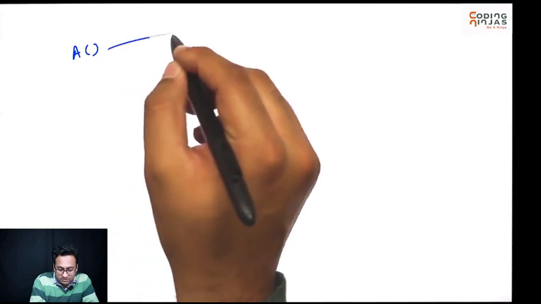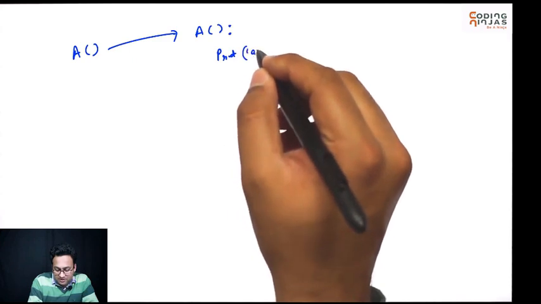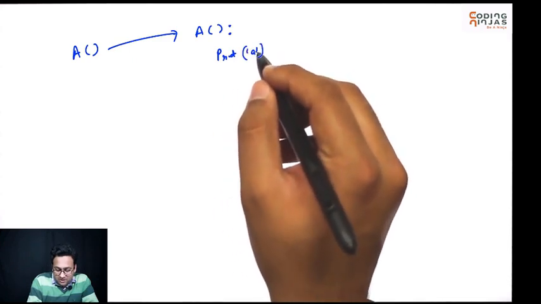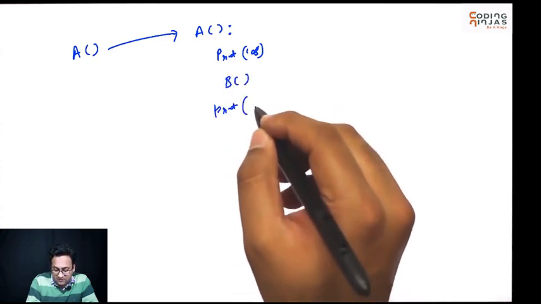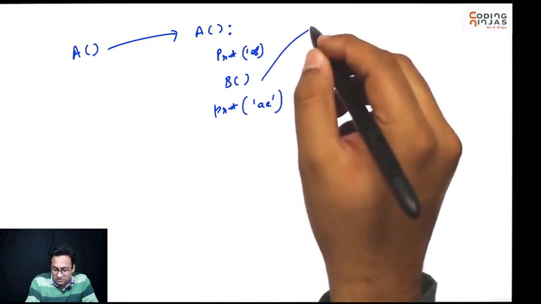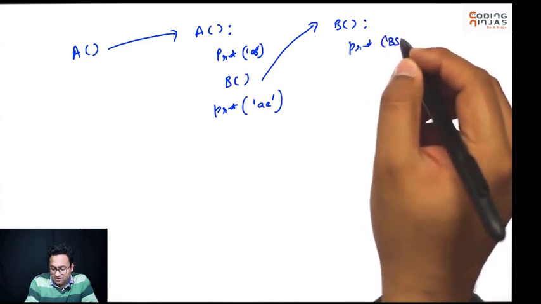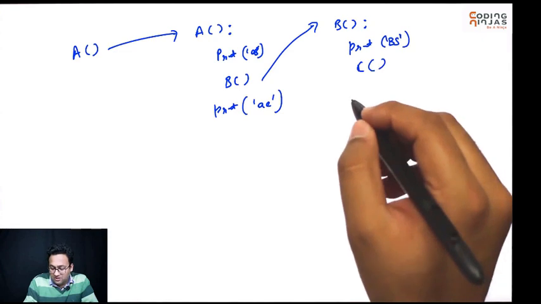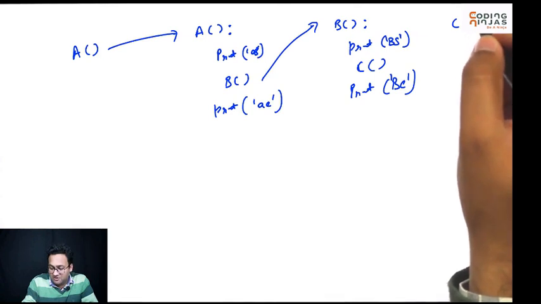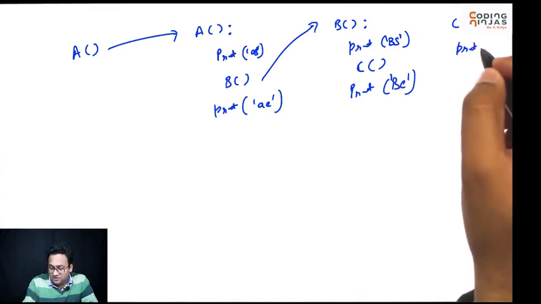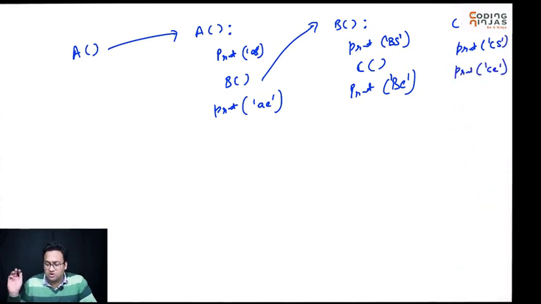So I'm calling A. Now let's say A has print A start, and then it calls B. Then let's say it says print A end. So now B, let's say, has print BS, then it calls C, then we print B end, and the same happens in C. Let's say it says print CS and print CE. So C is not calling any other function.